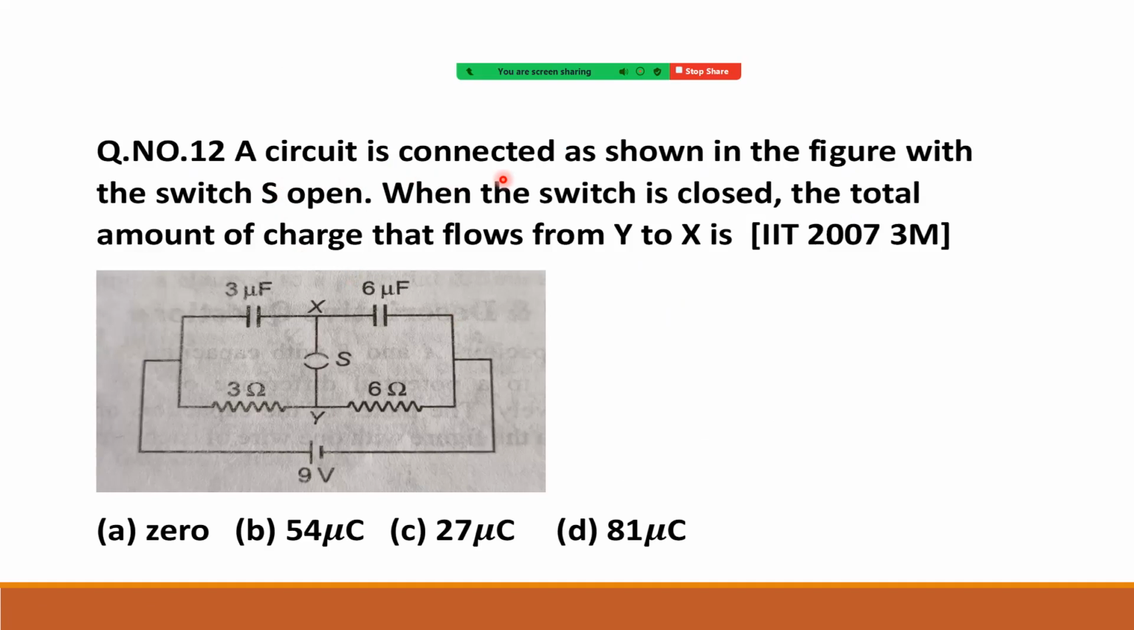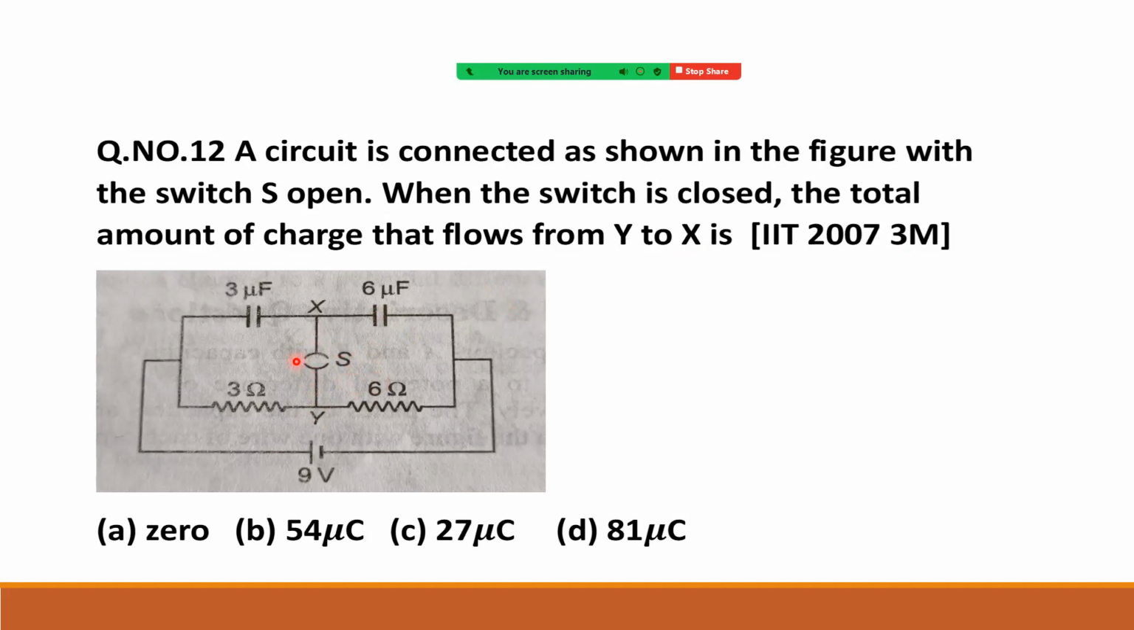A circuit is connected as shown in the figure with the switch S open. When the switch is closed, the total amount of charge that flows from Y to X is? So this was asked in 2007 for 3 marks. Let us see what it is saying here.